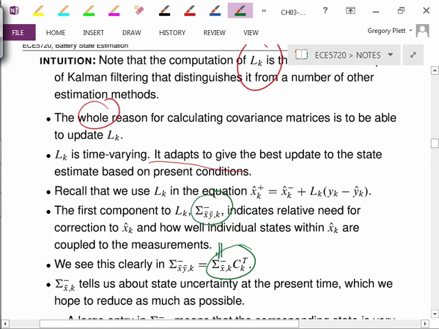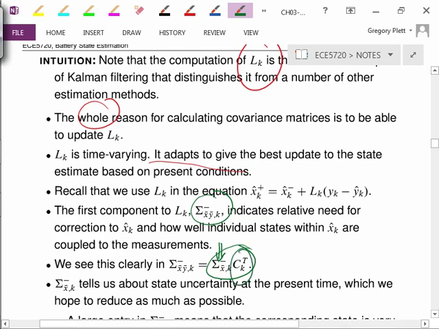So the first part, sigma x tilde, is the uncertainty of the prediction. If the uncertainty of the prediction is large, that means I don't really have much of a clue of what the state is, so I probably would like to have a large update based on the measurement to get a better idea of what the state is. So sigma x tilde being large, leading to L being large, has some sense to it.